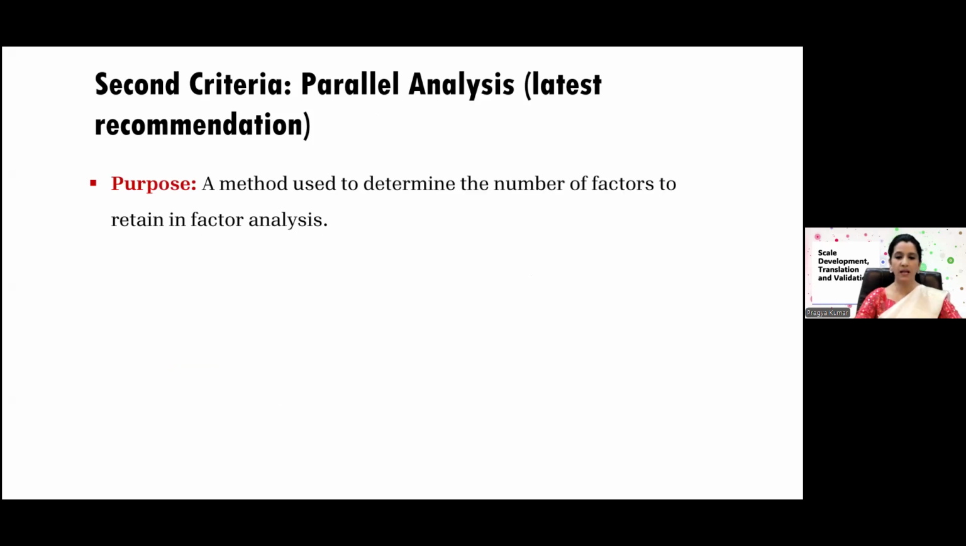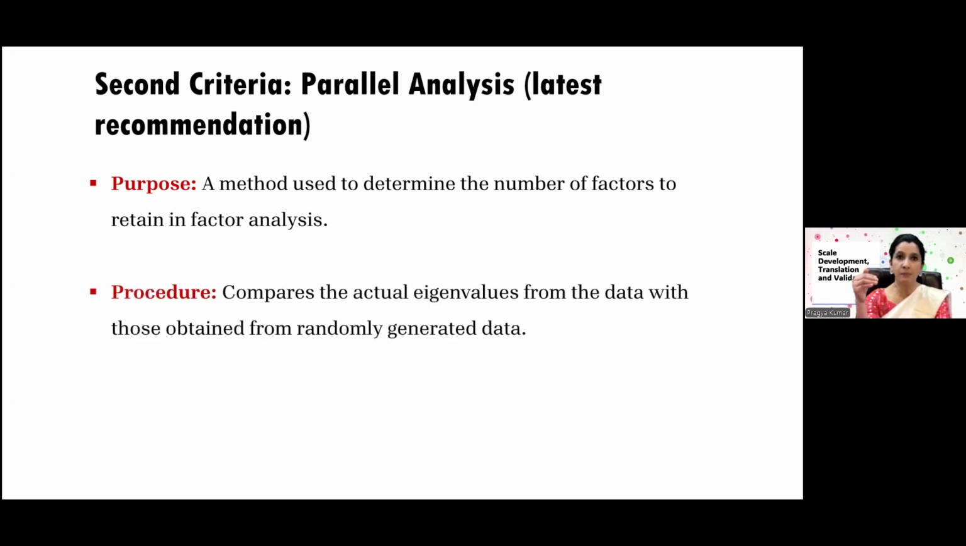Now, what do you mean by parallel analysis? Parallel analysis is a method which we use to determine the number of factors in a factor analysis. And this is determined using randomly generated data. So how will this random data be generated?